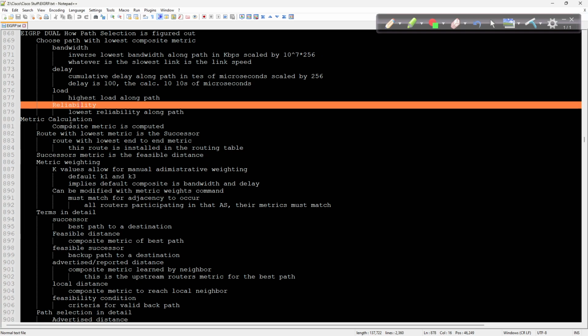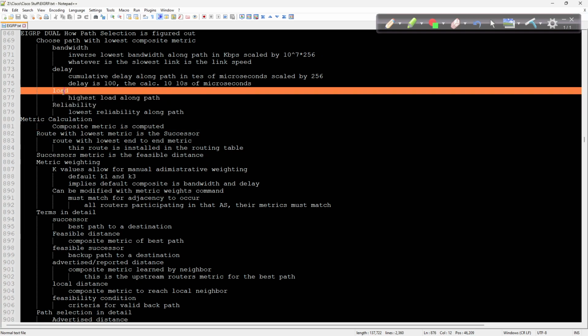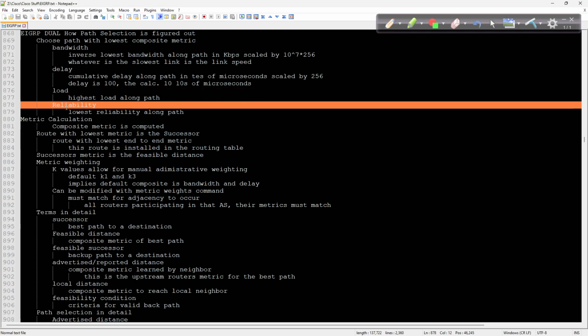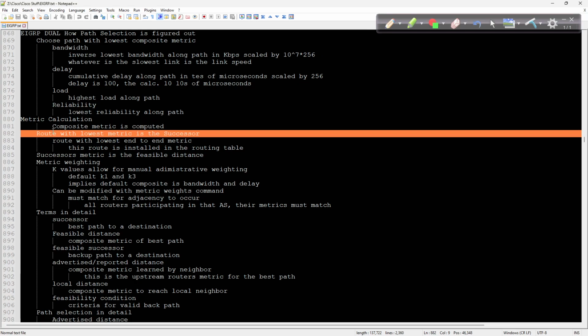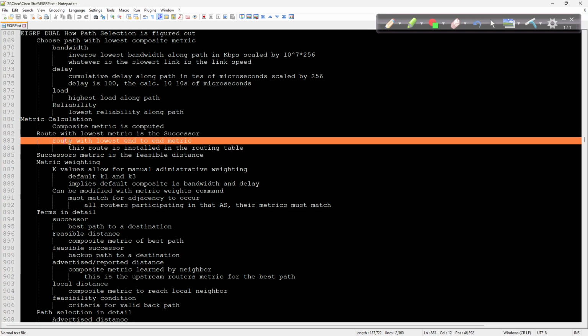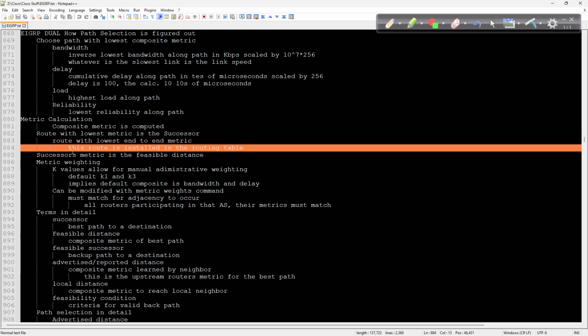Now the metric calculation. Just to recap, the load and reliability K values are not used by default. You could potentially use them, but they're turned off by default. So the metric calculation: a composite metric is computed. The route with the lowest end-to-end metric is the successor route, and this route is installed in the routing table.